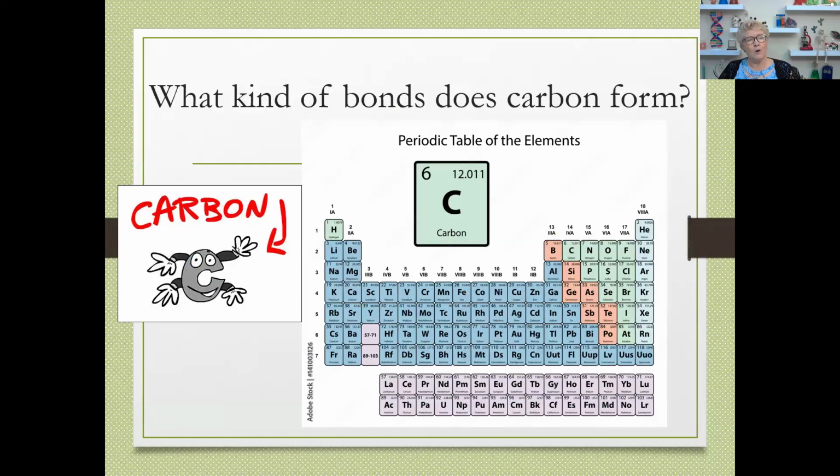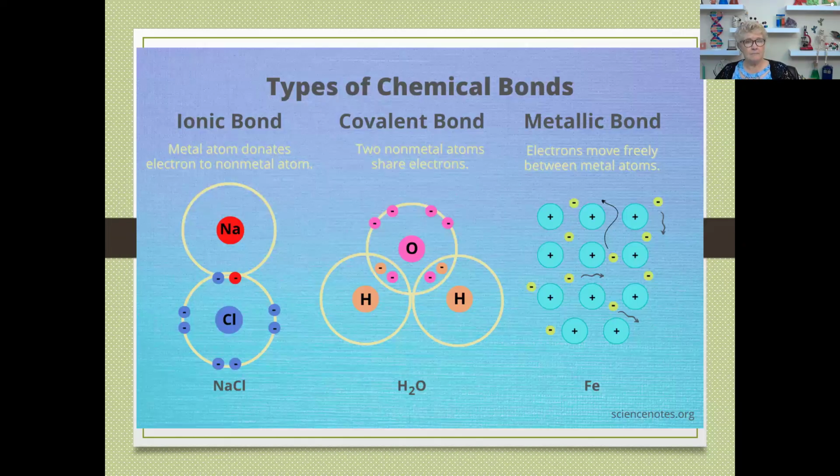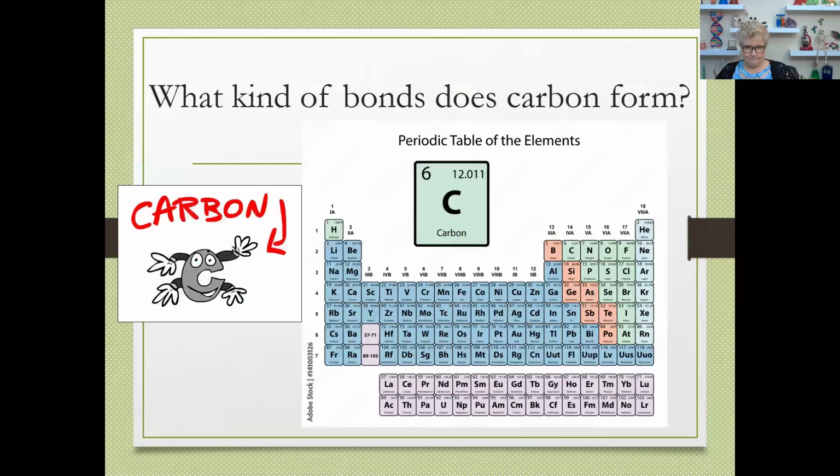All right, so carbon. What kind of bond does carbon form? Only one of them. Remember the 3 kinds? There's only one that carbon forms. Mason? Is it covalent? It is covalent. Look where it is on the periodic table. Right here is where carbon is on the periodic table.